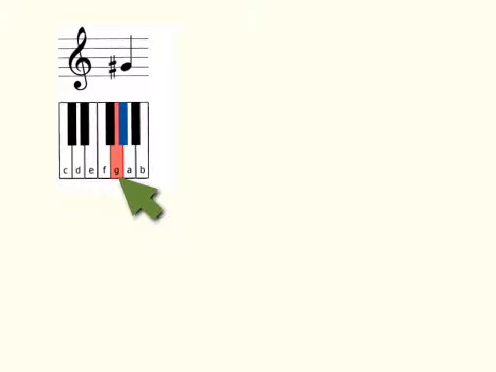Listen to how putting a sharp in front of the note changes the sound. Here is the note G. By putting a sharp in front of the note, we turn G into G sharp, which sounds like this. So G and G sharp. G sharp is written on the staff like this.